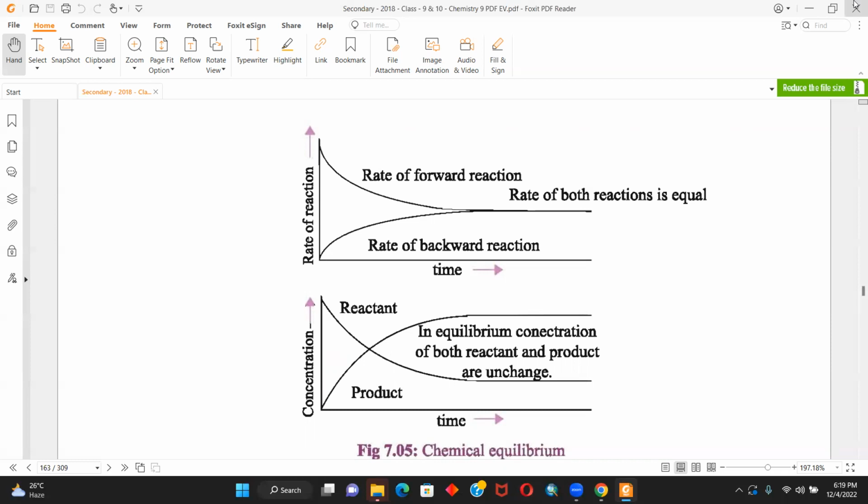However, there is a common misconception among students that the equilibrium state is a stagnant or static state, but that is not true. Equilibrium state is a dynamic state.